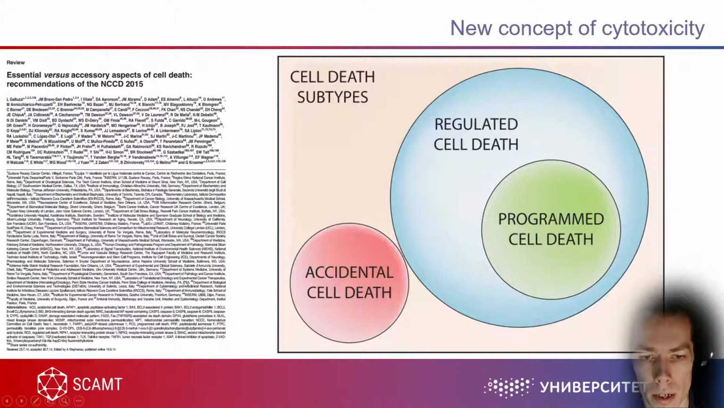But the problem is that a lot of years ago, a very big group of scientists, as you can see here, and this is not the whole list, the whole list of scientists occupies maybe two or three pages of this paper, and there are more than 100 affiliations. This group provided a new recommendation for different types of cell death. So for now, there can be two types of cell death: regulated cell death and accidental cell death. And in regulated cell death, there is a subdivision of programmed cell death.